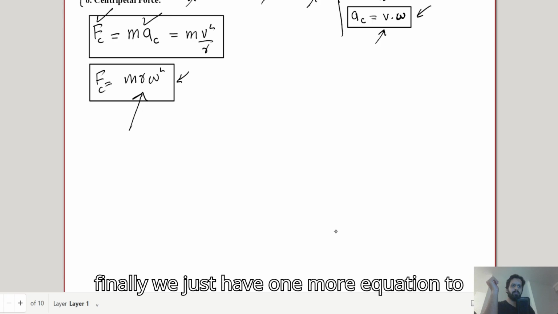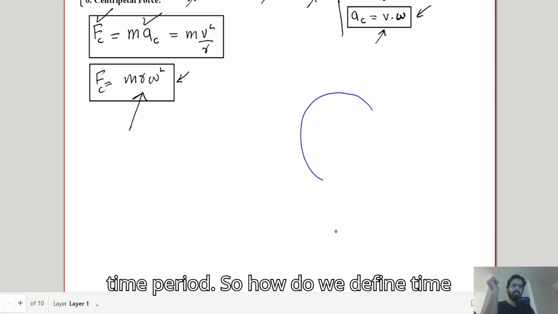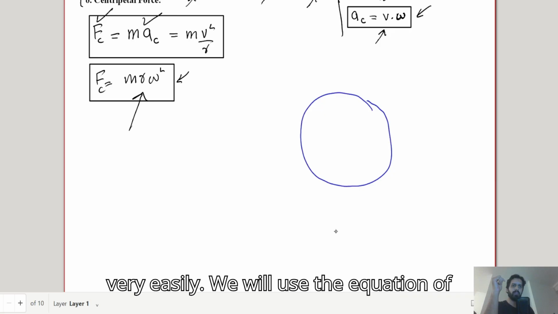And finally, we just have one more equation to understand, and that is the equation of time period. So how do we define time period for a circular motion? It is the time for something to complete one rotation. And we can derive the equation very easily. We will use the equation of speed.